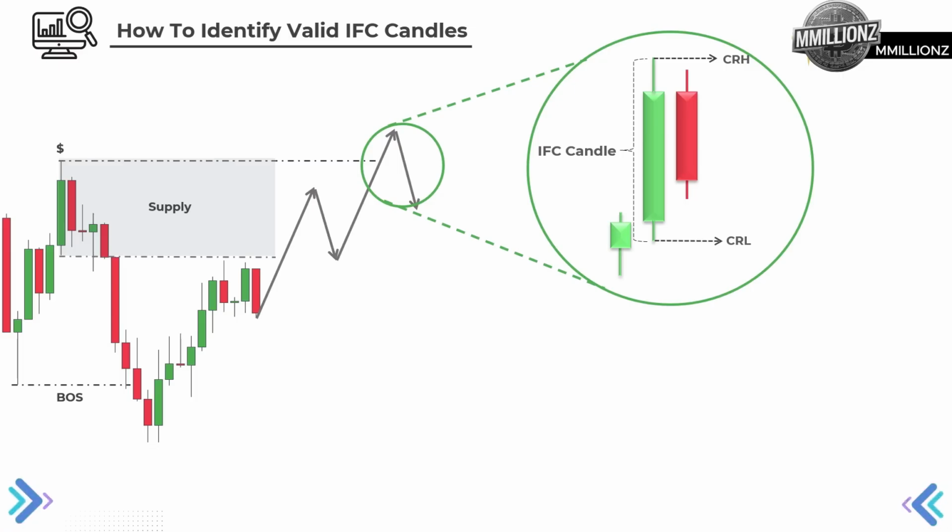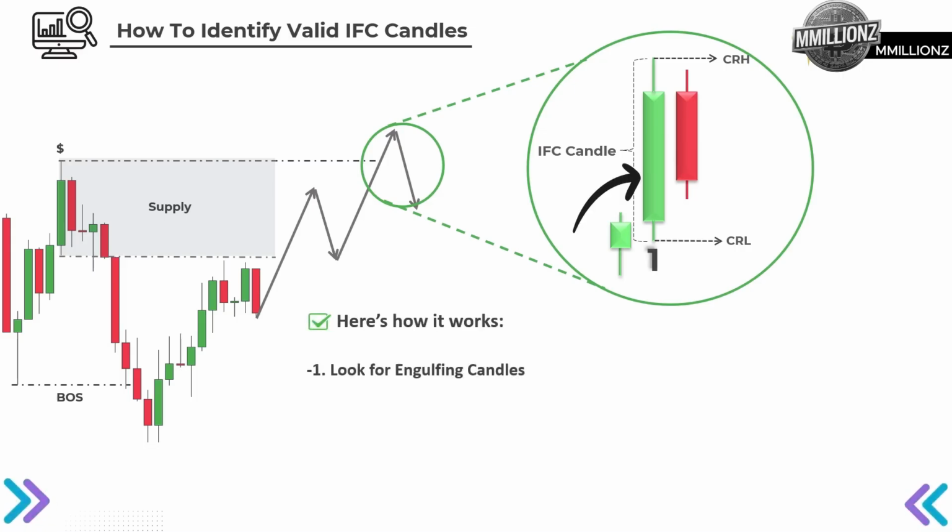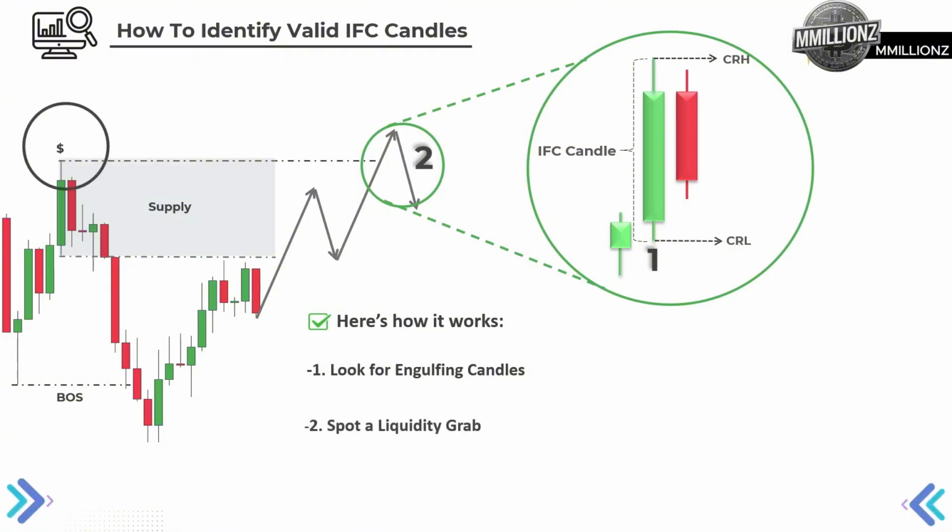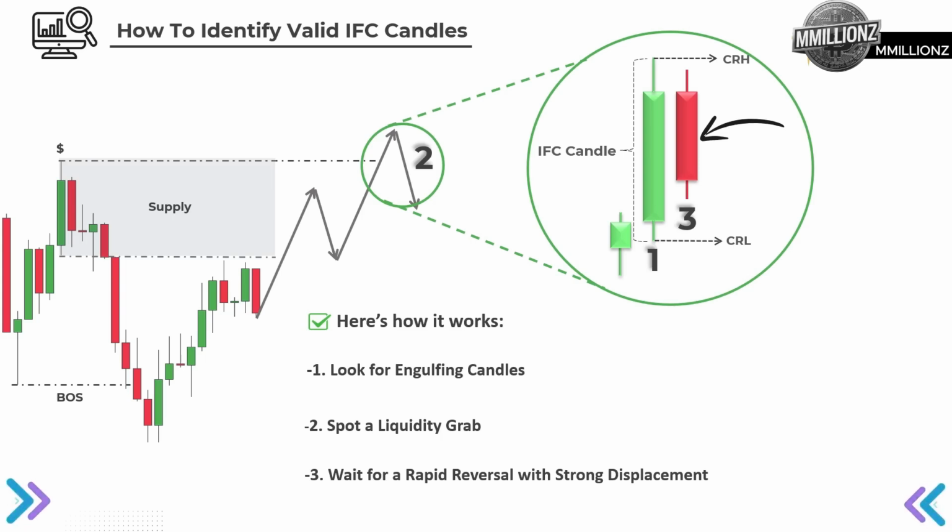To easily identify an IFC candle in the market, you need to follow these steps. Here's how it works. Identify candles with large bodies or long wicks that stand out on the chart. Look for a sweep above or below a key level. This is where liquidity is taken before the market reverses. After the liquidity grab, confirm the reversal with strong displacement in the opposite direction, indicating a shift in market structure.